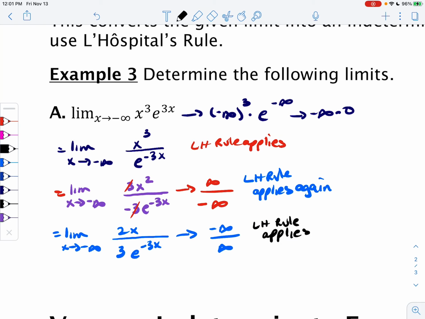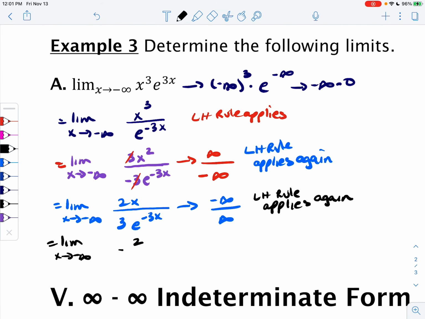So we get to do it again. And I'm going to take my limit as x goes to minus infinity. The derivative of the top is 2. The derivative of the bottom is minus 9 times e to the minus 3x, and I'm going to apply my limit. 2 is going to 2, and minus 9 e to the positive infinity is infinity, and 2 divided by infinity is going to 0. So my limit here is 0.